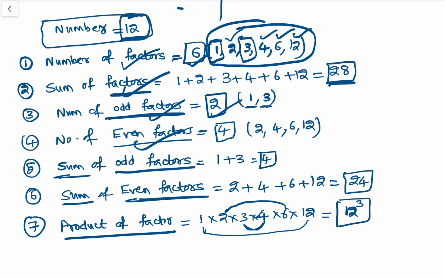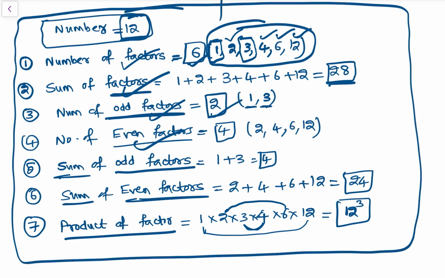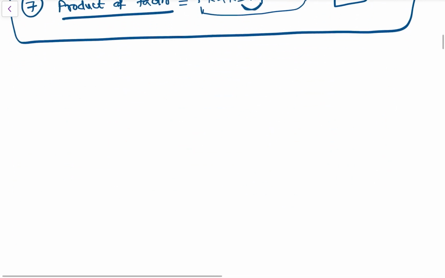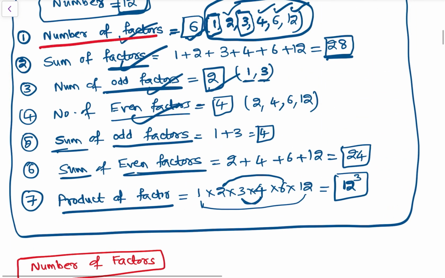Okay, this is just to understand what sum of factors is, what product of factors is, what factors are and all. So to do this for big numbers there are certain rules. So now we will be studying those rules. So first put the heading, that is number of factors. Number of factors, that is how to calculate number of factors. Okay, so number of factors, this is the first one we are studying here.